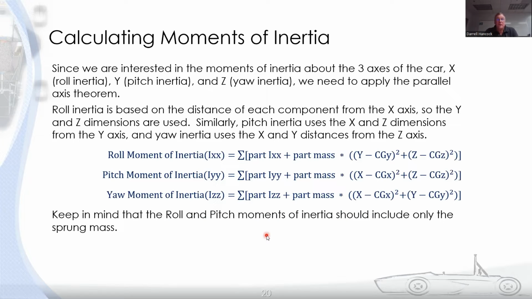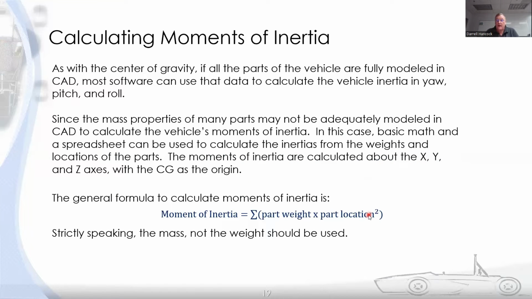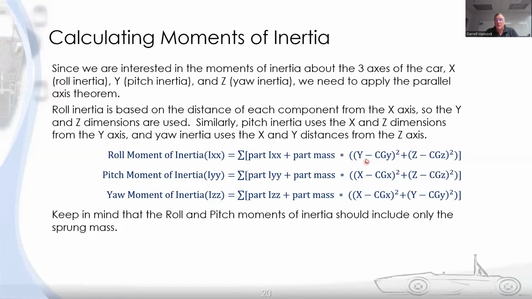Okay, so we have the three axes, yaw, pitch, and roll. So there are three calculations that are very similar. And again, it's the distance of the part from the center of gravity location. So it's really the square root of the sum of the squares of that distance. But going back a slide, it's the square of the location. So you square that square root and you wind up with just the sum of the squares term.